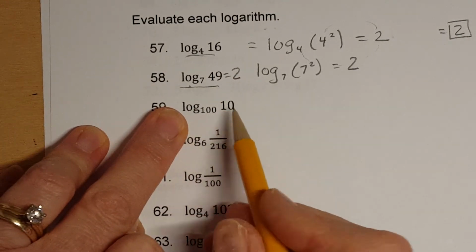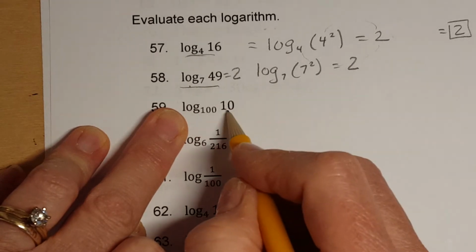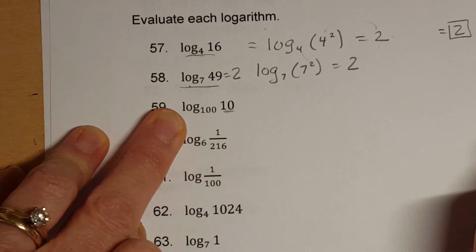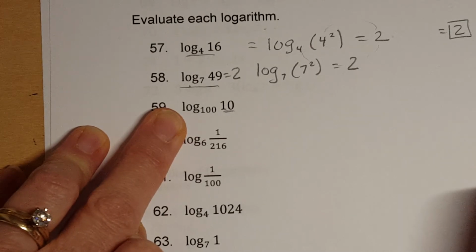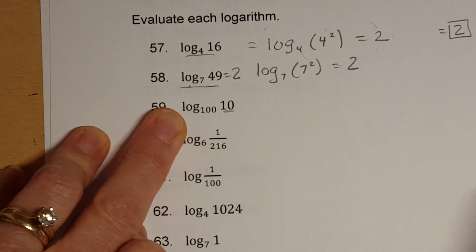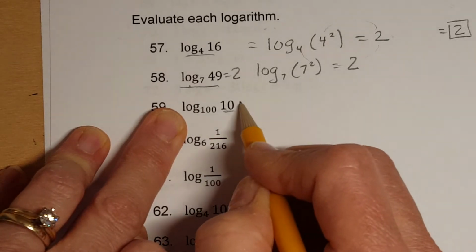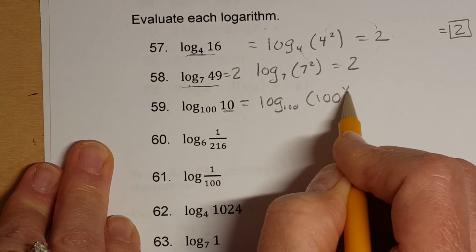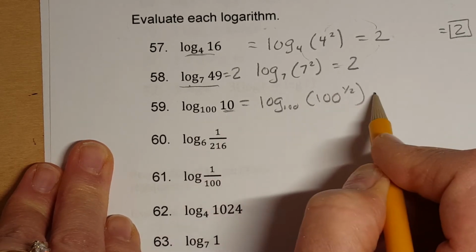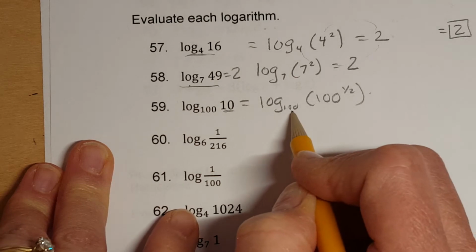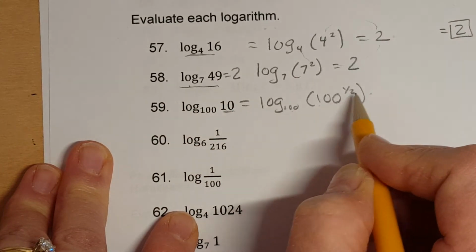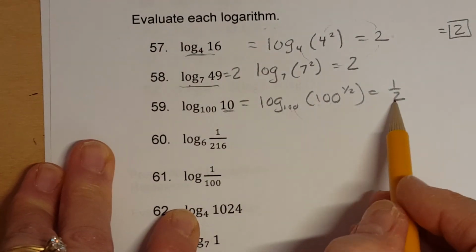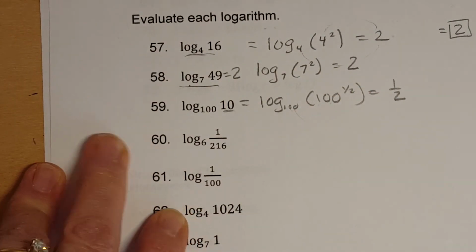Log base 100 of 10. So what we're looking at here is we need to write 10 as a power of 100. So let's think about that. 10 is equal to the square root of 100. So that means 10 is equal to 100 to the 1/2. So I'm going to rewrite this as log base 100 of 100 to the 1/2 because the square root of 100 is 10. And anytime I have a base and then that base raised to a power is inside the log, the answer is just that power. Because remember, 100 raised to the 1/2 equals 100 to the 1/2.